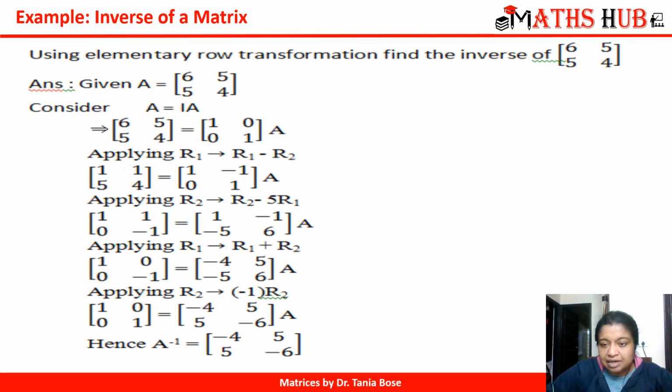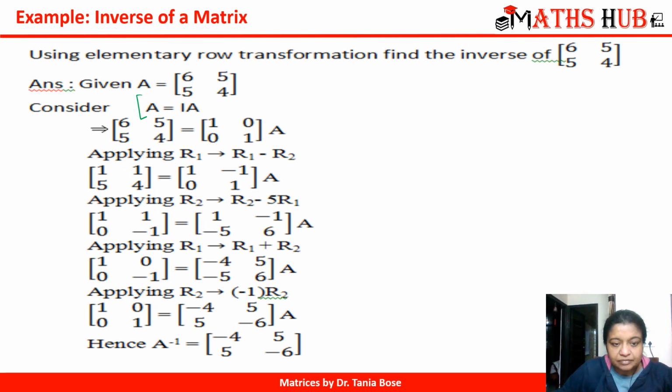So we need to calculate the inverse of the matrix [6 5; 5 4]. We start with the basic step, that we put A is equal to I into A. We are given a 2 cross 2 matrix. So we write [6 5; 5 4] is equal to an identity matrix of order 2, that is [1 0; 0 1], and we'll write A along with it. We will not expand this A, right?